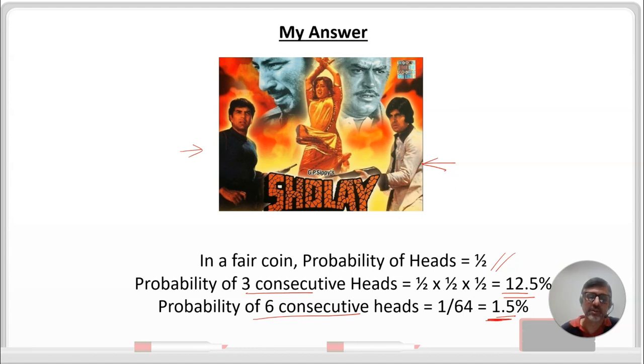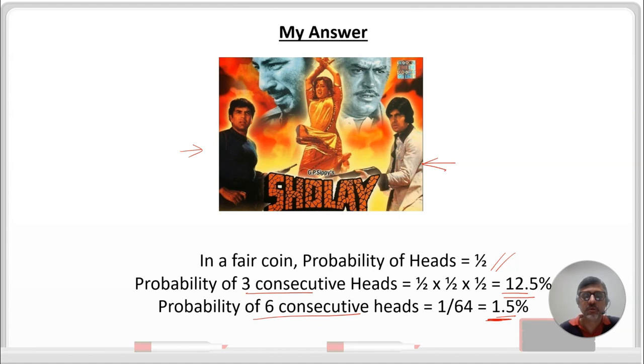I mean, it's 1.5%. So clearly this should have evoked certain curiosity, or it should have raised an alarm in the minds of these people, and they should have caught on to Amitabh Bachchan's act fairly early in the day, and that would definitely have changed the course of the movie. So therefore my answer is Sholay.